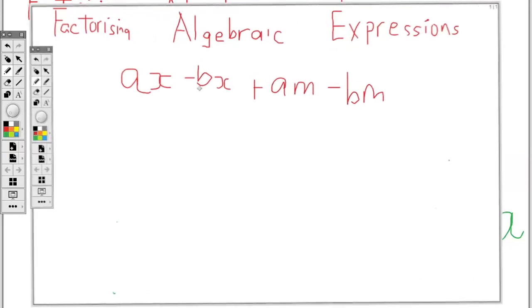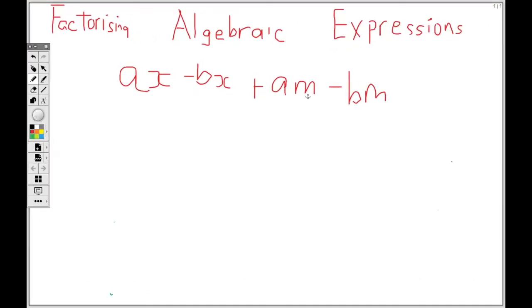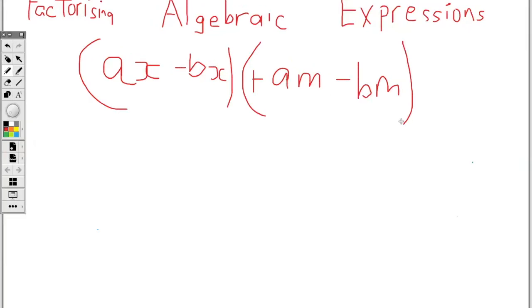Here we have ax minus bx plus am minus bm. So the first thing we're going to do is group. Now looking at the first bracket, what is common? If you realize we have x in the first term and x in the second term, so I can factor out an x. So factoring out the x, we divide the first term and the second term by x. These cancel, so we're left with a minus b in my first bracket.